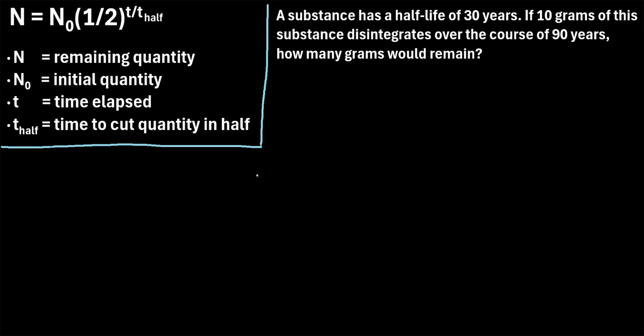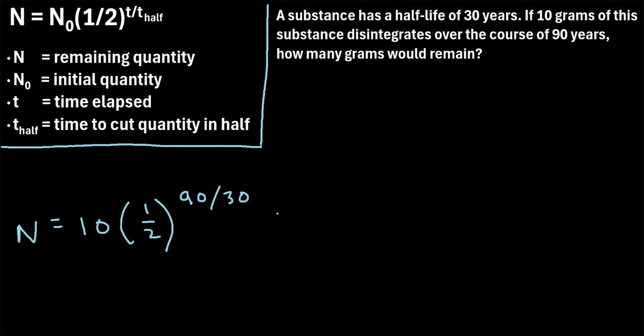So to figure this out, let's fill in everything that we know in this half-life formula. So we'll say N, remember N is the remaining quantity, that's what we're trying to figure out. That's equal to the initial quantity, which we're told is 10 grams, so we'll say 10 times 1/2 to the power of T, where T is the total time that elapses. So we're told that we're going to use 90 years, so 90 divided by T half, which is the half-life of the substance, and we're told that's 30 years, so we'll say 90 divided by 30.